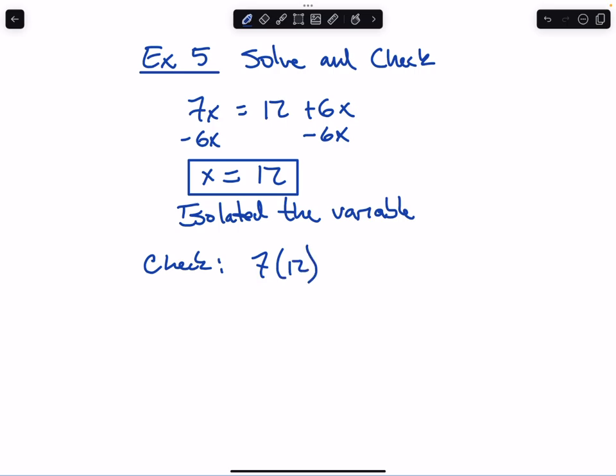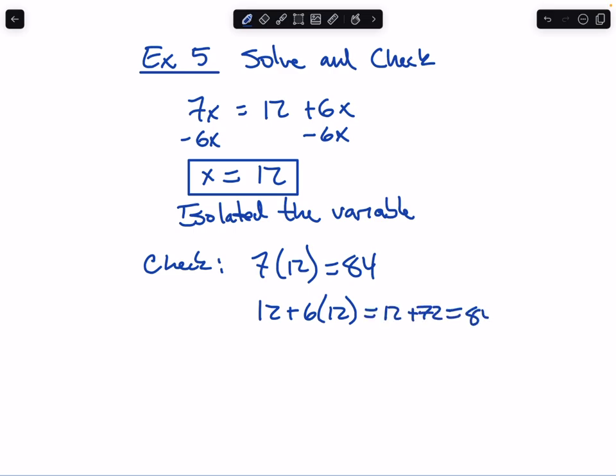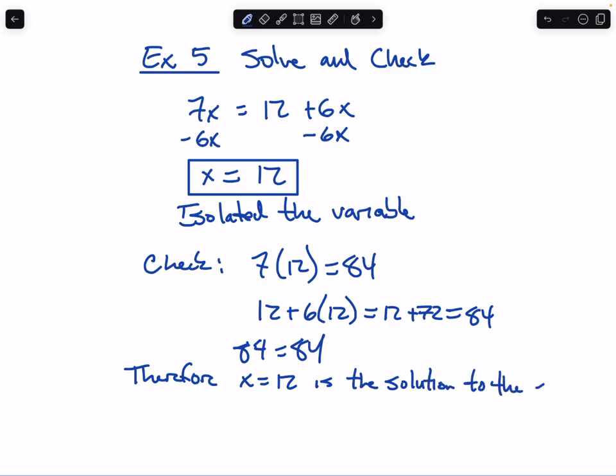7 times 12 is 84. 12 plus 6 times 12 is 12 plus 72 equals 84. So 84 is equal to 84. Therefore, x equals 12 is the solution to the equation, since we were able to get a true statement from our checking step.